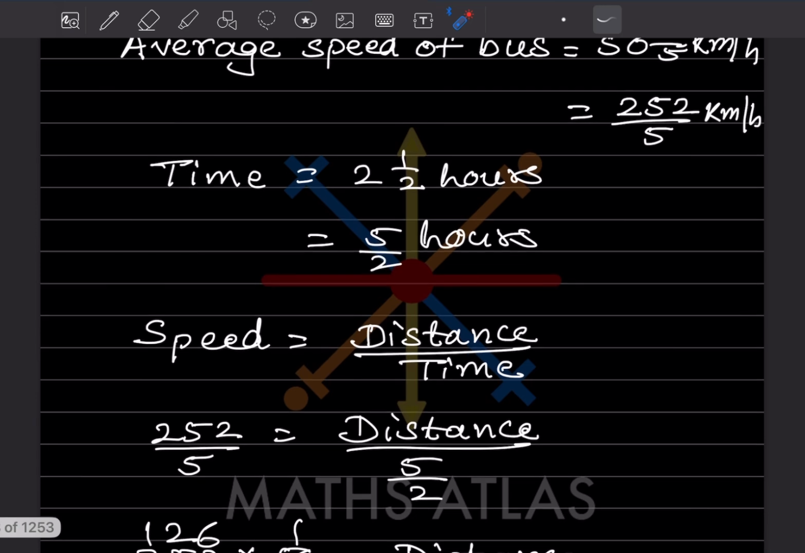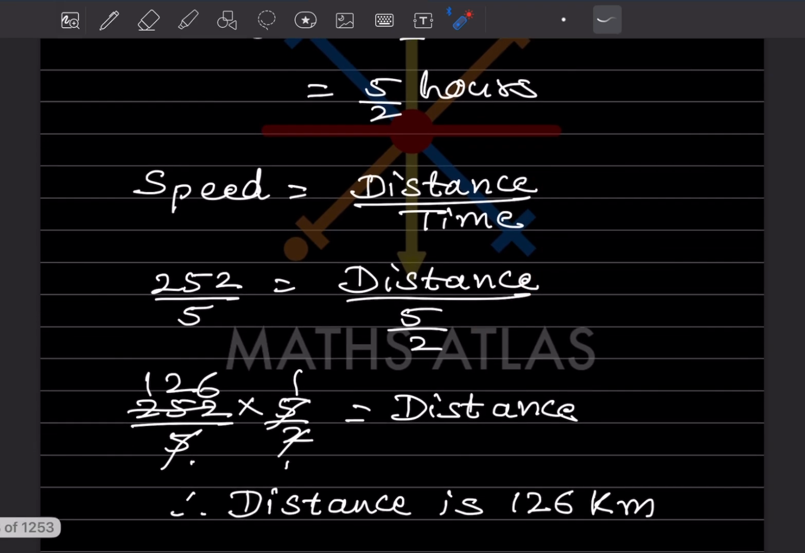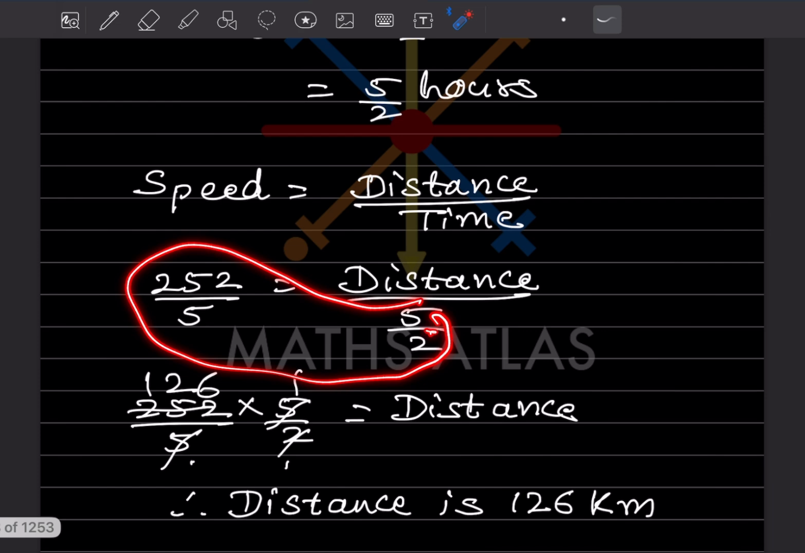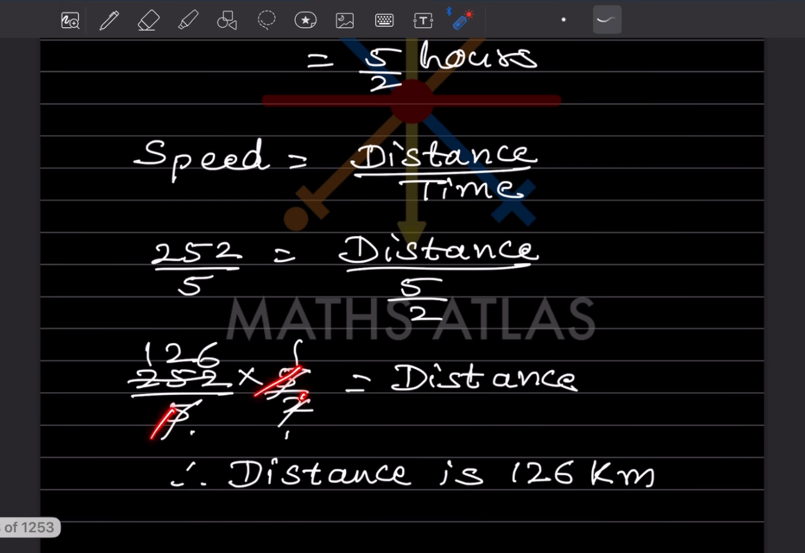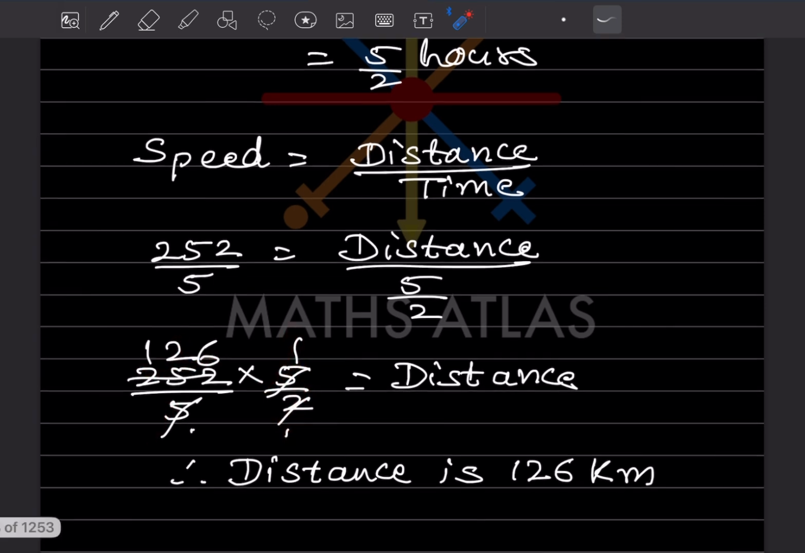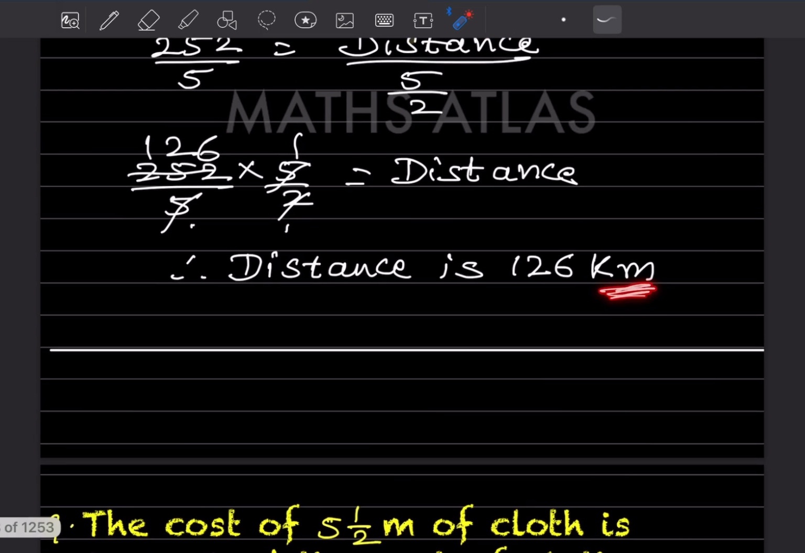So now here the speed is already given, that is 252 by 5. We don't know the distance and the time is 5 by 2. So what will you do? You are going to multiply, and this will go to this side. So that will be multiplied by 5 by 2. That is going to be the distance. So here it will be 5 times 1, and this will be 126. So the distance is 126, and that is in kilometers.